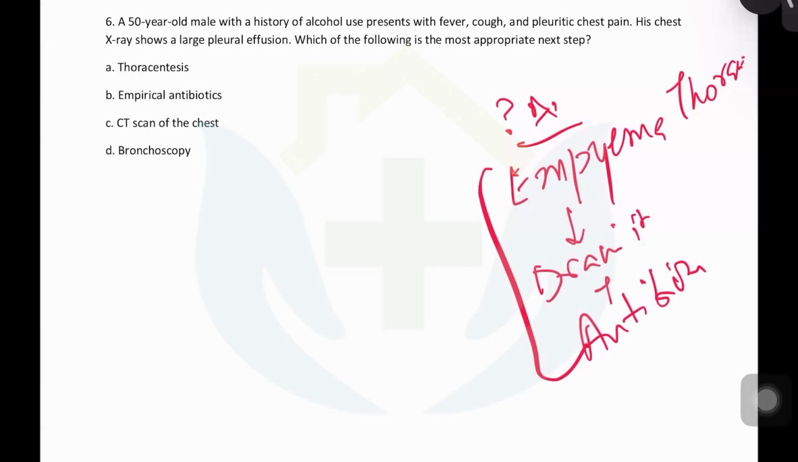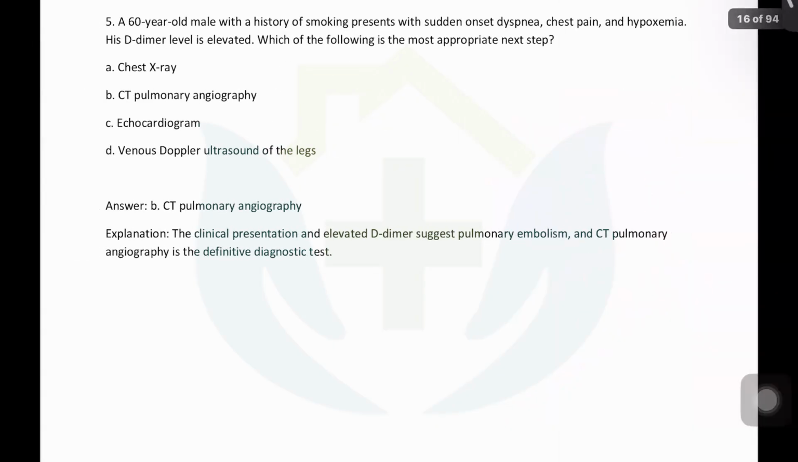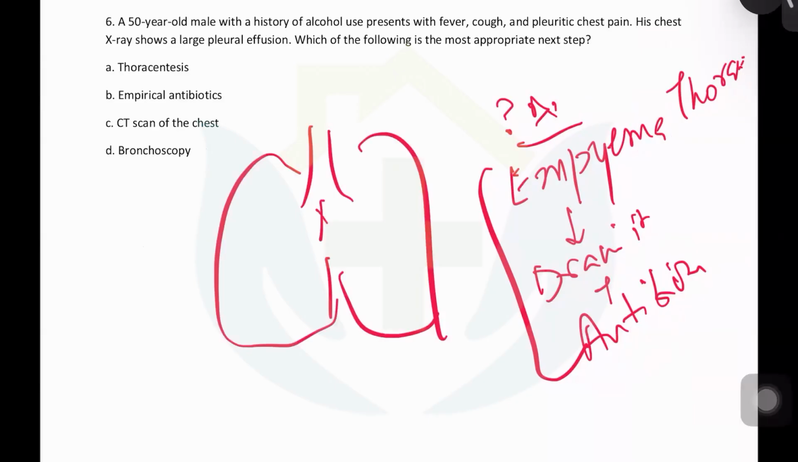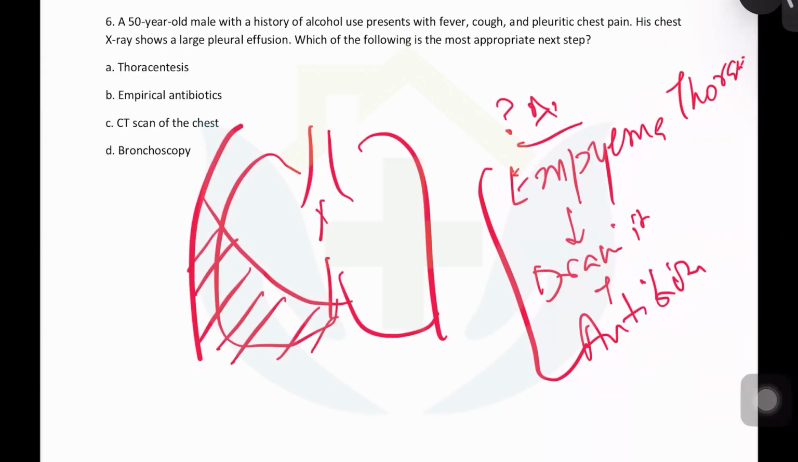Okay. So what was the answer of the last question? Next was echocardiography or CTPA, sir? CT pulmonary angiogram. Okay. Yeah. So here the patient has a X-ray. So there is a large pleural effusion. So the next step is to take this fluid out for thoracocentesis.